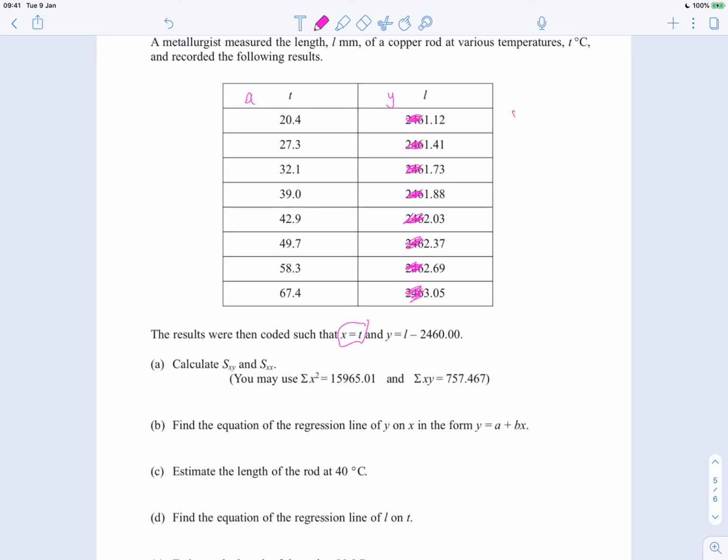Okay, now SXY. SXY is the sum of all the x's times y's minus the sum of x times the sum of y over n, and SXX is the sum of x squared minus the sum of x all squared over n. Now you've got calculators for all this stuff, and in actual fact, I'm going to use it now. So if I go to statistics and you want to list stuff, so I'm just going to type it in. So 20.4, 27.3, 32.1, 39.0, 42.9, 49.7, 58.3, 67.4. And then for my y values, I could calculate this all out, but being really efficient with your calculator is probably going to save you a lot of time here.